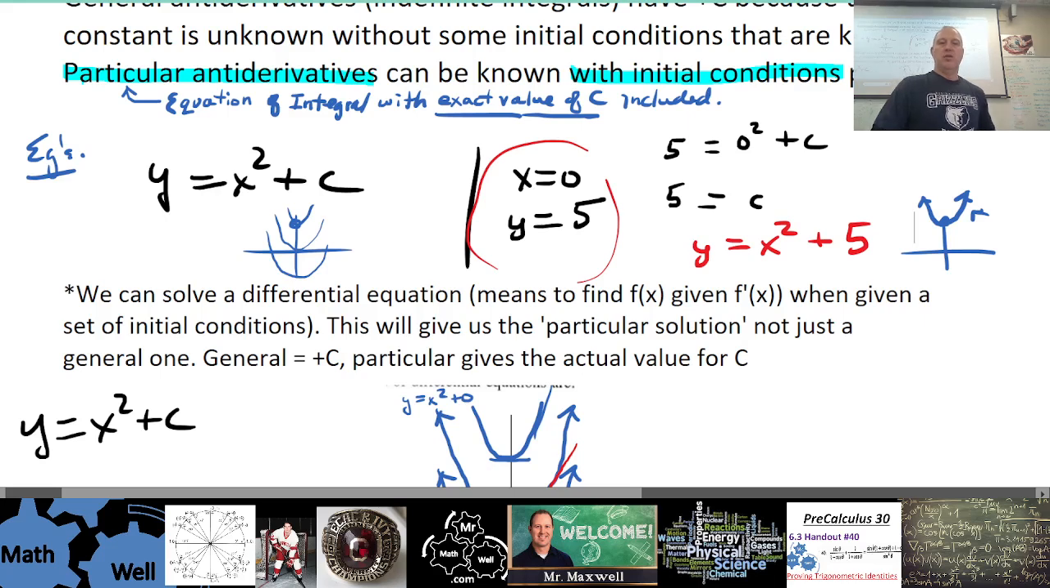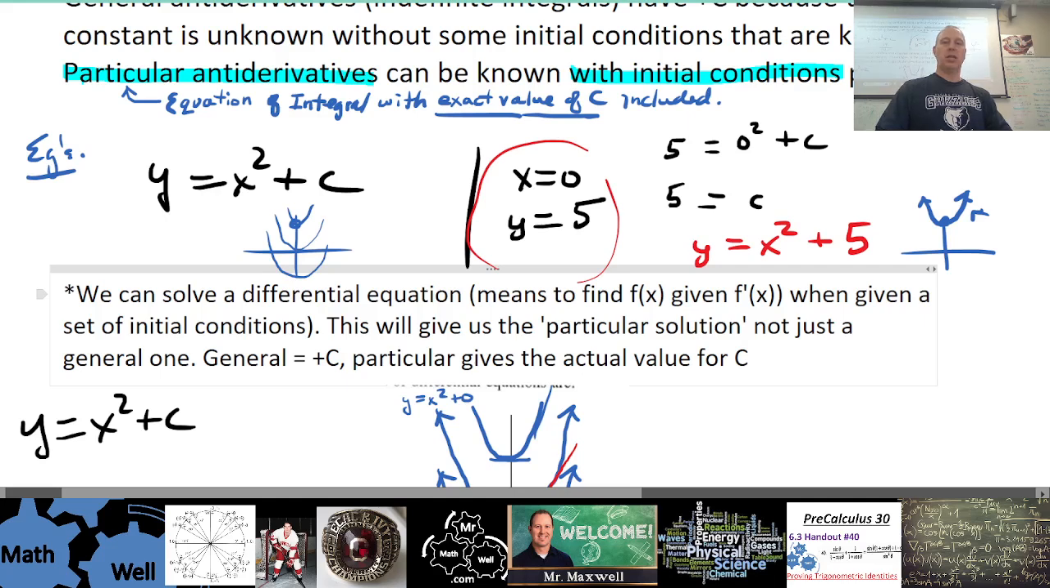Okay, now we'll talk more about that as we get through, but that's the general gist of it. Okay, so we can solve a differential equation. That means we can find f of x if we're given f prime of x, or if you want to call that capital F, right? But f of x would be the antiderivative, or the integral of f prime of x, when given a set of initial conditions.